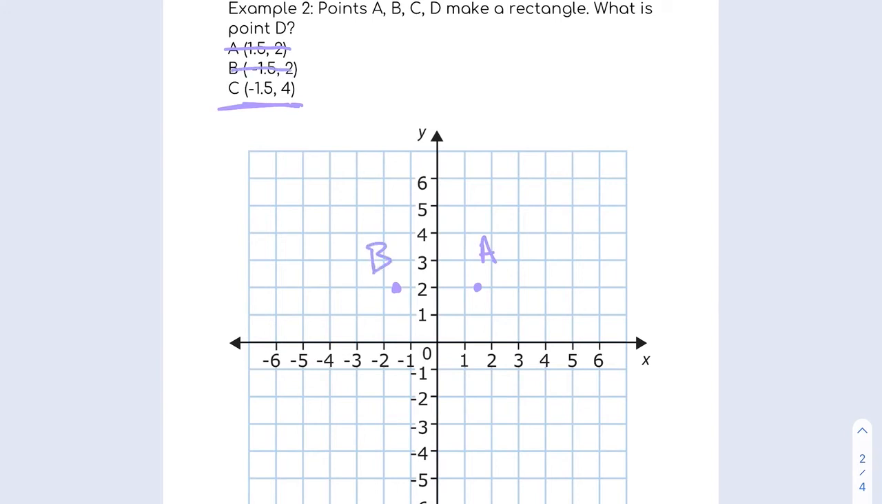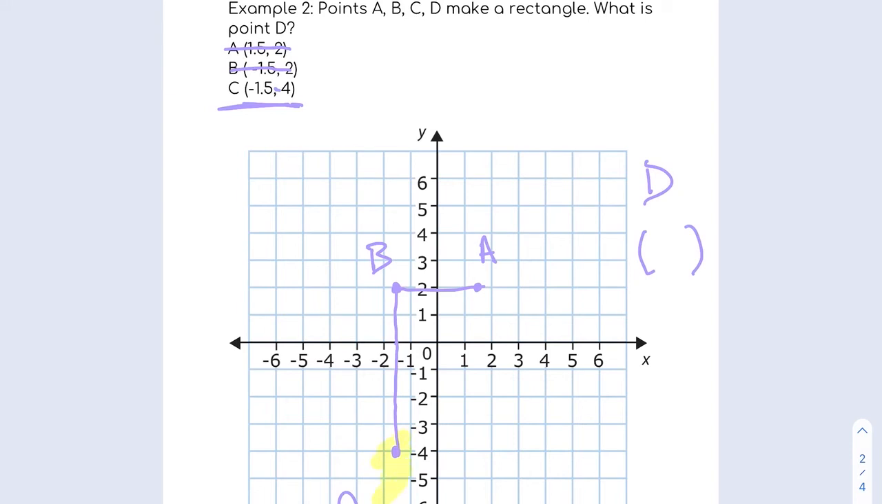And then C, -1.5. And that's actually supposed to be a -4. Sorry, -4. So, knowing these 3 points, I know I have to make a rectangle. What do you guys think my coordinate points for point D could be? So, my coordinate points for point D would have to be an exact reflection of point C across the y-axis.